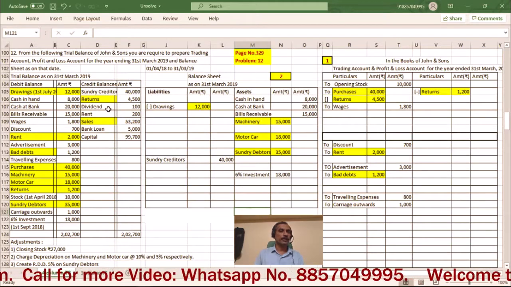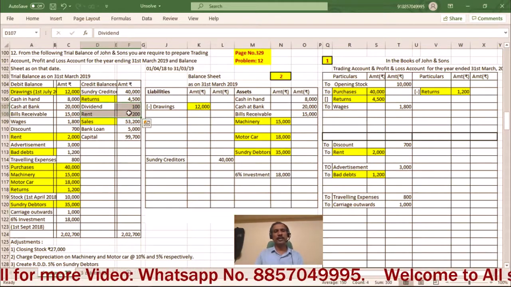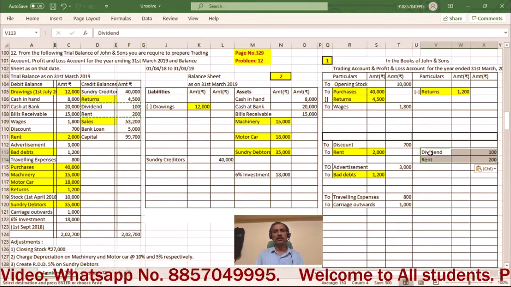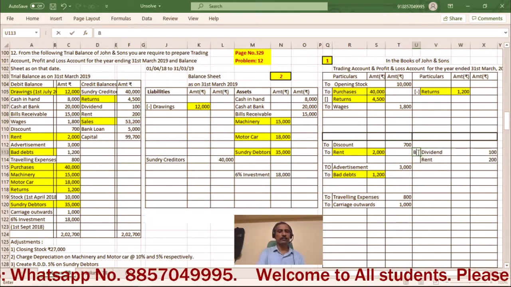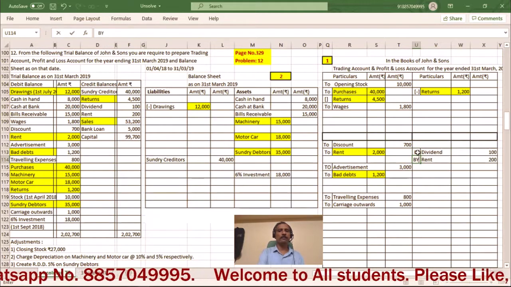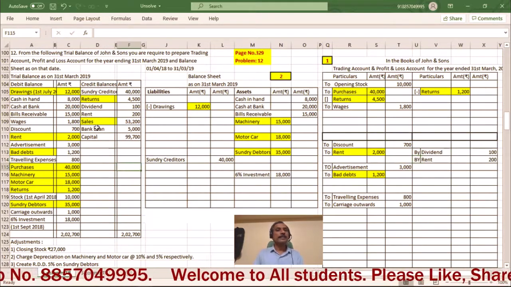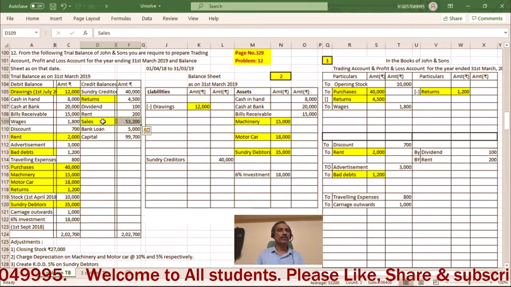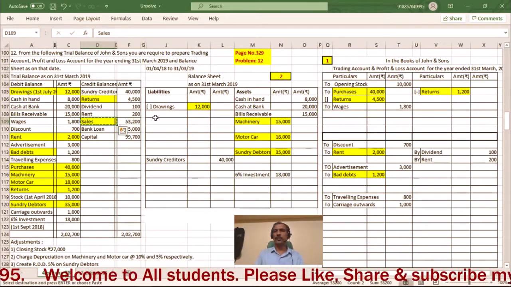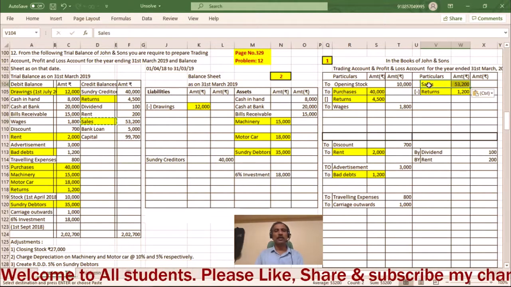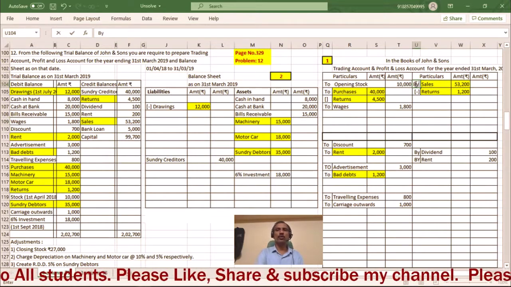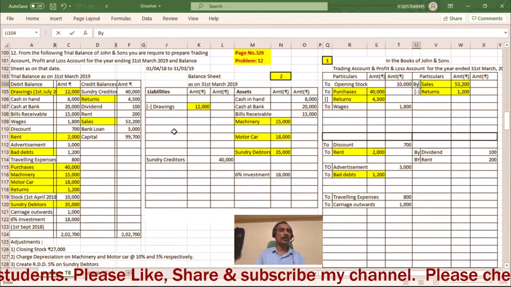Then dividend and rent, this is our indirect income, we have to show on profit and loss account credit side. Before that we have to write down here "by". Then sales is our income, this is our direct income, so we have to show this balance on trading account credit side. This is a very important balance. Without sales, without purchase, there will be no problem.